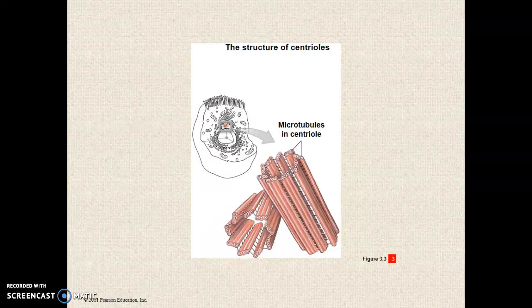And there are the 2 centrioles at right angles to each other. And that structure, the 2 of them together, is called the centrosome. Before the cell divides, that structure will divide.